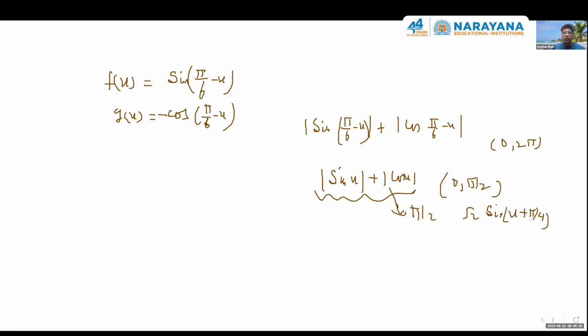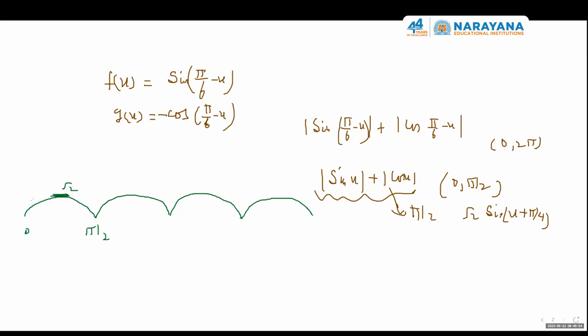And since this is a periodic function, I will take the repetitions. So let me draw it for you. So this is going to be like this, and so on. So suppose this is 0, pi by 2, peak value will be root 2. Minimum value will be how much? Minimum value will be 1. Good. Like that. Pi, 3 pi by 2, 2 pi.